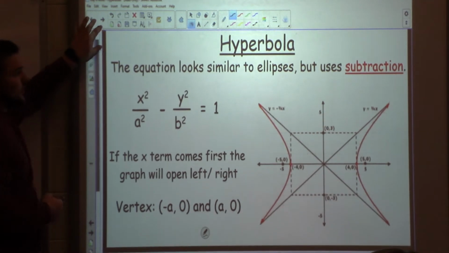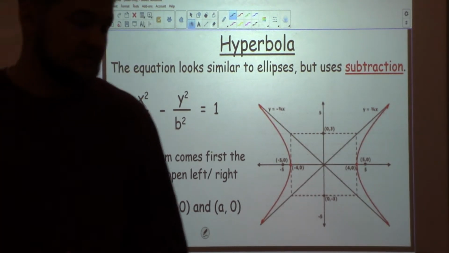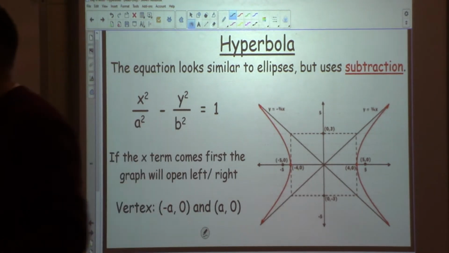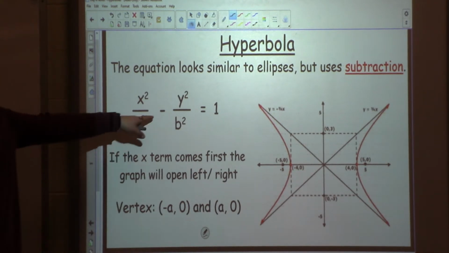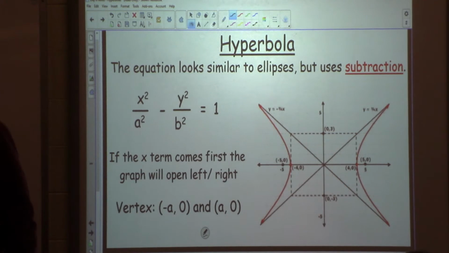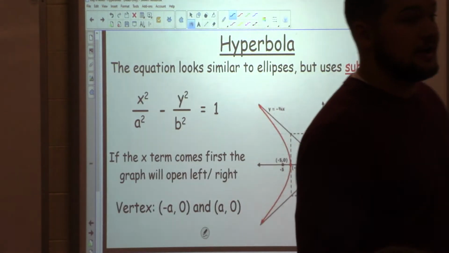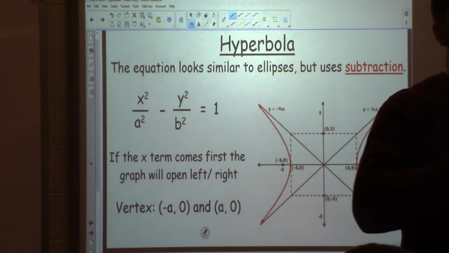So, the equation looks very similar to an ellipse, except it uses subtraction. So it's still equal to 1. They still have different denominators, but now we have subtraction instead of addition between them. So that's how we can tell the difference between the ellipse and hyperbola, is if you look at the equation, and there's subtraction in there instead of addition. Now, with ellipses, we said a squared was always the biggest number, correct? With hyperbolas, a squared is always the first number.